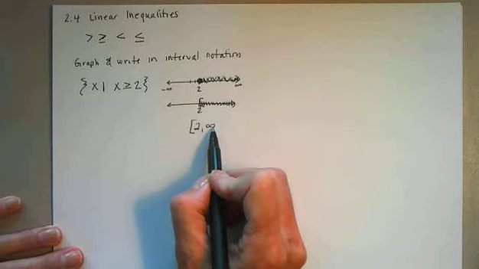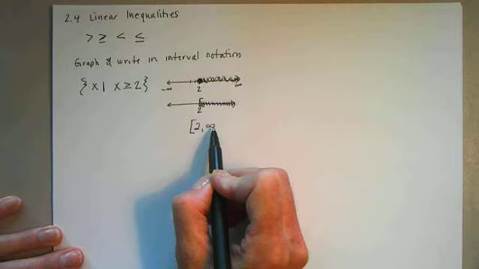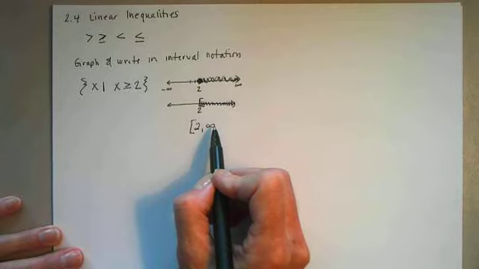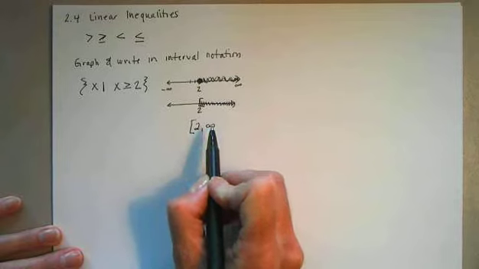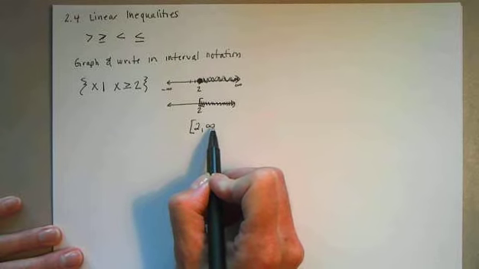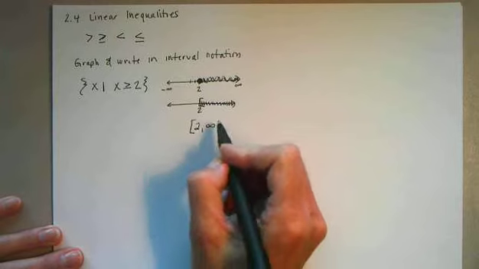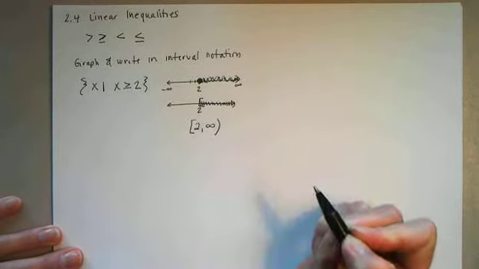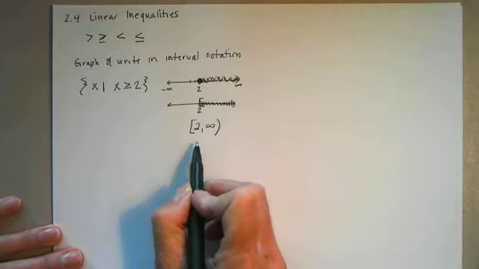However, I can't actually ever reach infinity. No matter what number I give you, 1,020, you can tell me 1,021. If I say 1,059, you can say 1,060. So you can never reach infinity. So the notation we use that says getting as close as we can get to infinity, but never counting it, is a parenthesis. And that is interval notation.